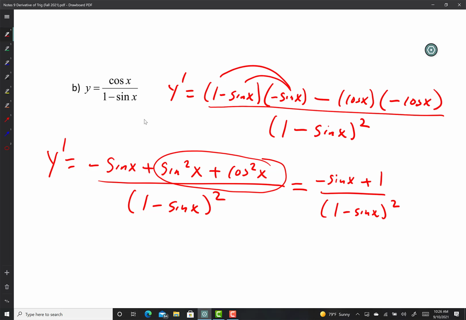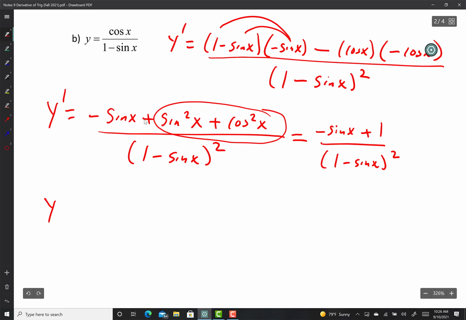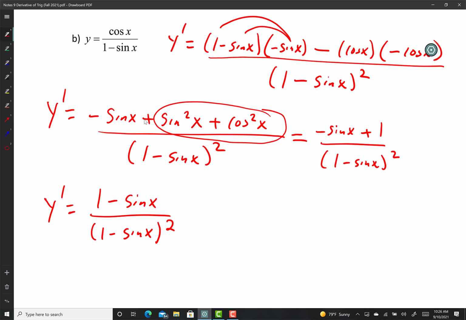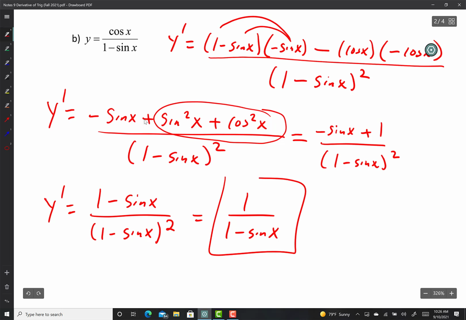Hopefully, your heart of hearts is telling you, wait, there's something more that I can do. Notice that in the top you have a negative sine x plus 1, and in the bottom you have a 1 minus sine x. If I rearrange it, we're not moving anything, we're just rearranging it. Is there something I can cancel? Yes. A whole 1 minus sine x. Do you guys see that? Yep. So now what you're left with is that. So here's an example where algebra was definitely required.